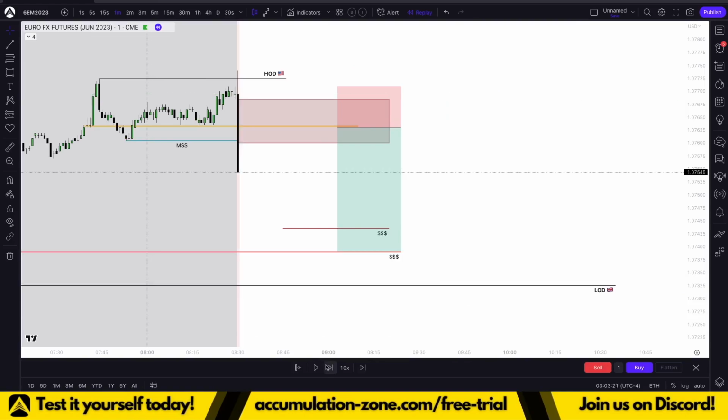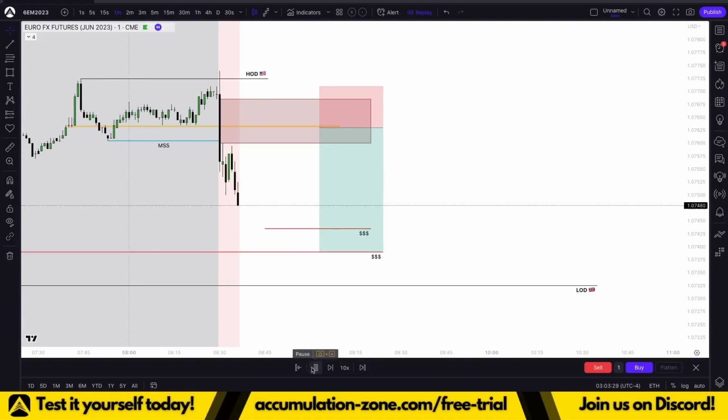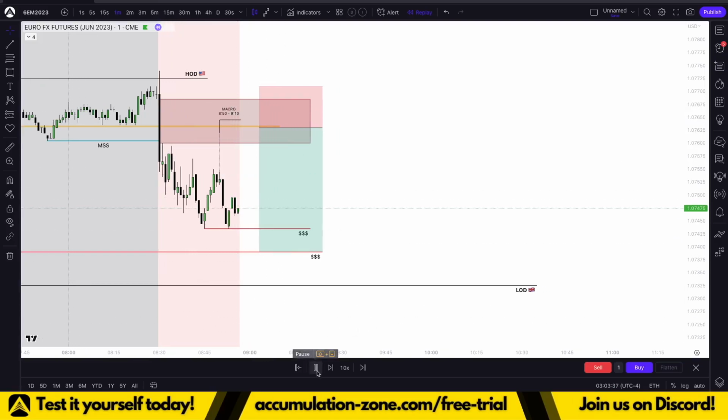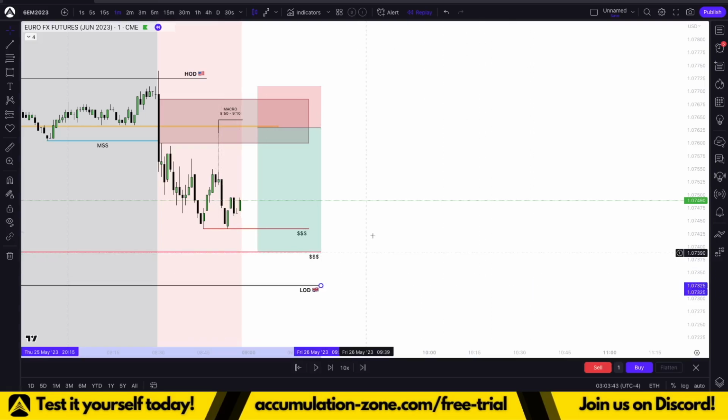We had 8:30 news, and with this news candle we took out the high of the day, and with the very next candle we left behind a nice little fair value gap. If we keep on playing it, we see that we did not get an entry right in this fair value gap just yet. We formed equal lows, and we still have this hourly sell side liquidity below us, and also the low of the day for the London session.